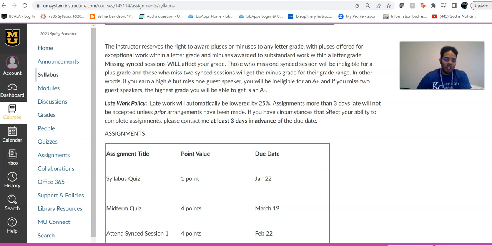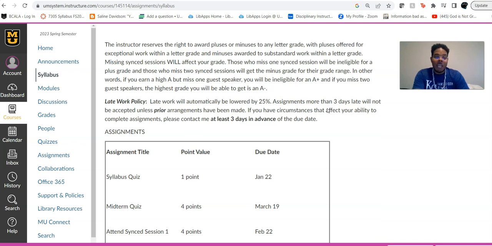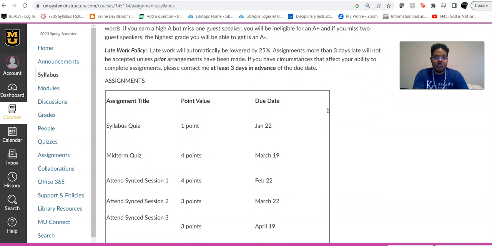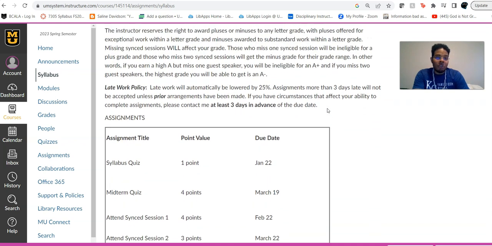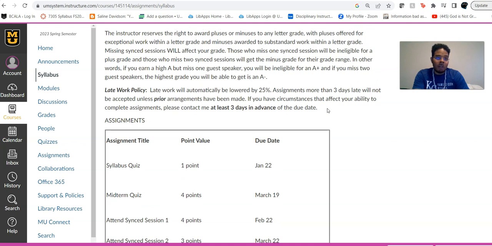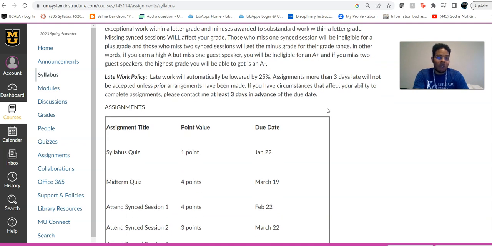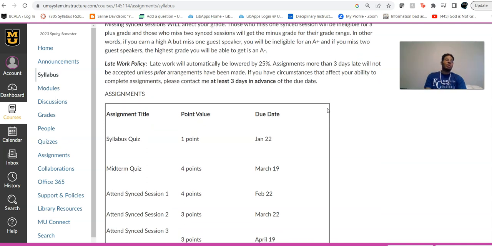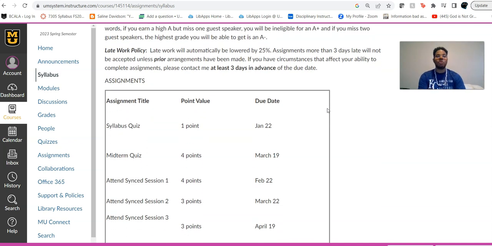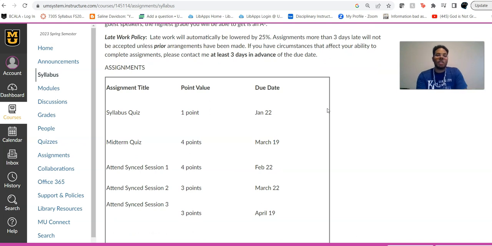If you miss three, you're going to go that full letter grade down to a B. If you want that A+, make sure that in addition to having a flawless semester, you also don't miss any of the sync sessions. Even if you get extra credit from doing extra discussion board responses, if you miss a sync session, that still won't allow you to get your A plus or your B plus or whatever half letter grade you were looking to get.